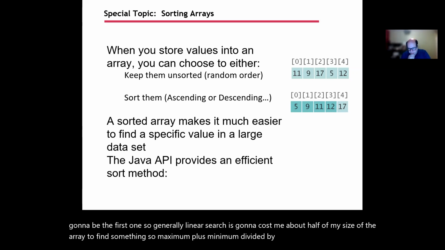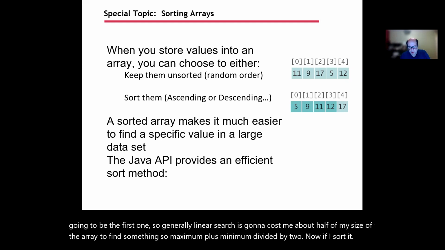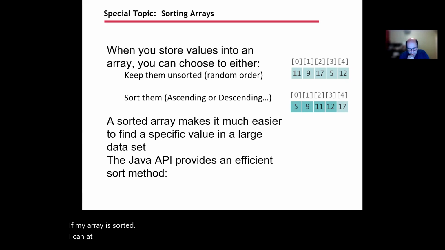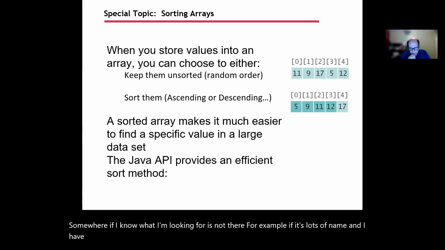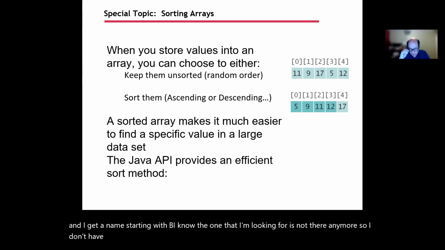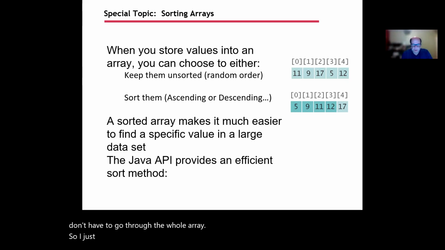Now, if my array is sorted, I can at least stop somewhere if I know that what I'm looking for is not there. For example, if it's lots of names sorted in ascending order, and I'm looking for a name starting with A, as soon as I pass it and get a name starting with B, I know the one I'm looking for is not there anymore, so I don't have to go through the whole array. I just stop right there. That's a minimum.